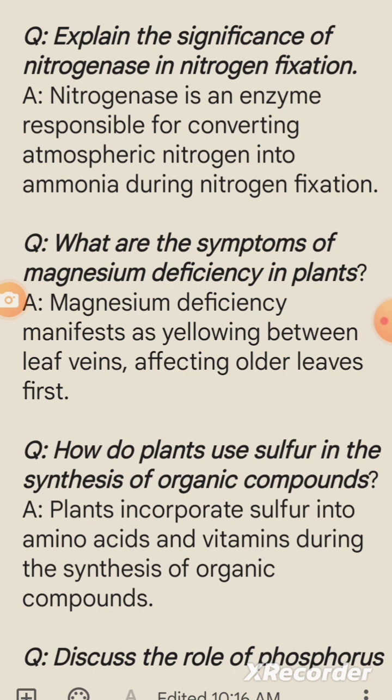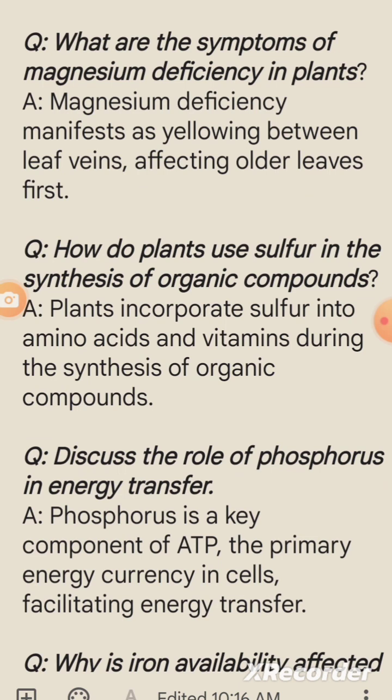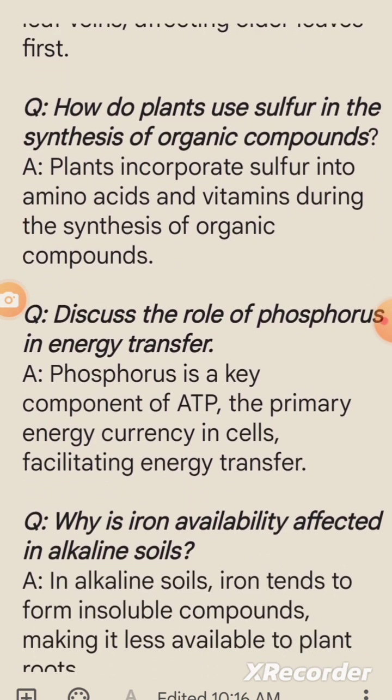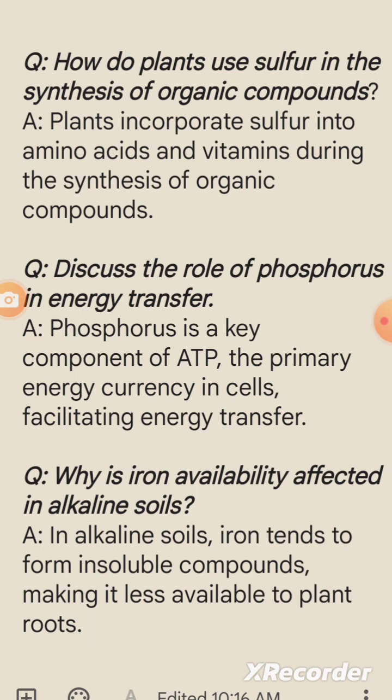Question: how do plants use sulfur in the synthesis of organic compounds? A. Plants incorporate sulfur into amino acids and vitamins during the synthesis of organic compounds. Question: discuss the role of phosphorus in energy transfer. A. Phosphorus is a key component of ATP, the primary energy currency in cells, facilitating energy transfer.